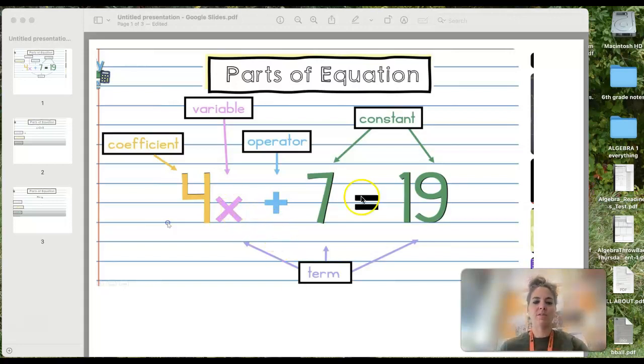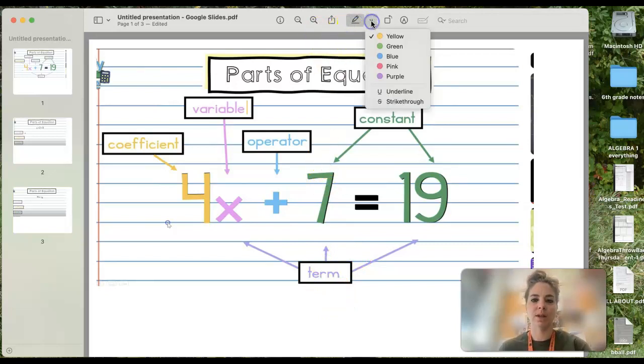So you can see we have an equation here. An equation is something that has an equal sign. Okay, so we have our equal sign right here. That's what makes this an equation. Then we have a coefficient, a variable, an operator, constant, and terms. So let's go over what each part of those means.